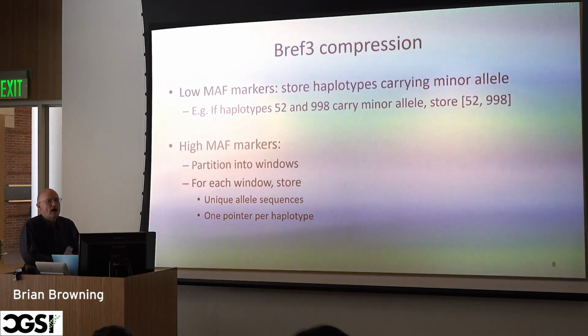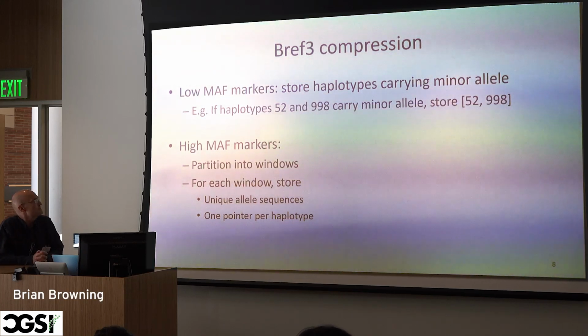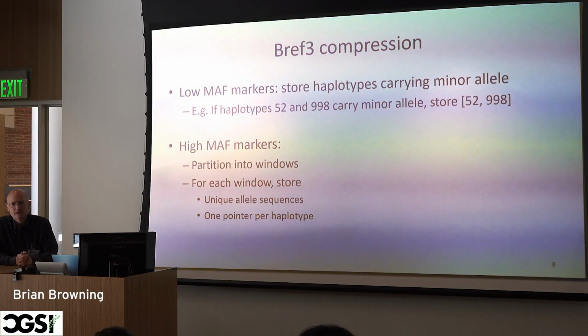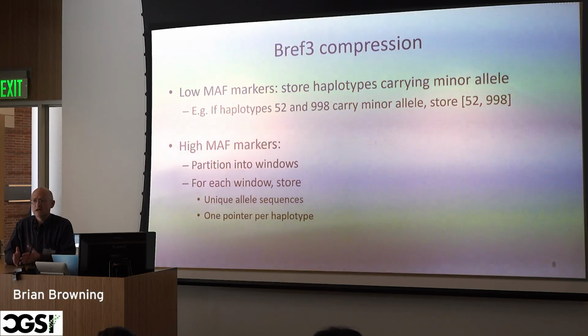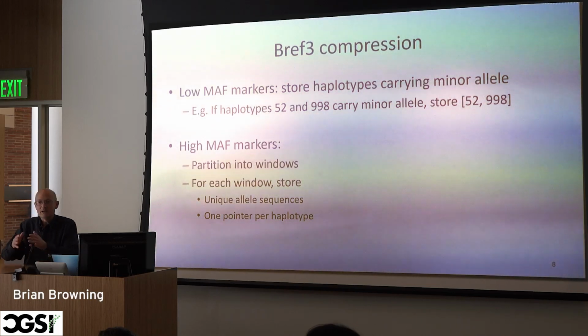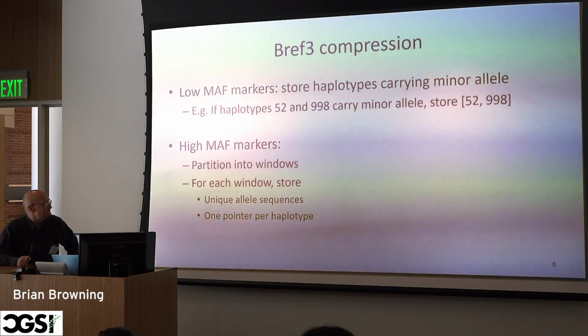So then a closely related compression method called Bref4. This is something that my software, Beagle, uses for imputation for a similar purpose. It's very similar, it just handles low frequency markers differently. Sequence data has lots and lots of low frequency markers. Often, around half the markers in your sequence data, there'll just be one copy of the minor allele among all your samples. So 99.99% of the alleles are the major allele, and there's this one outlying minor allele.